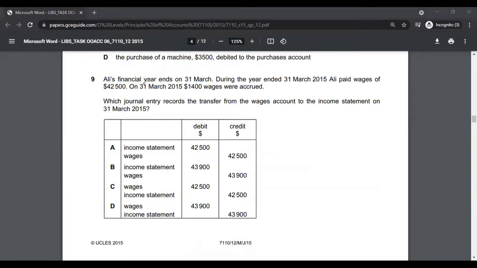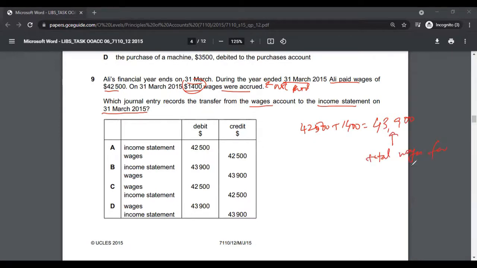Multiple choice 9. Ali's financial year ends on 31st March. During the year ended 31st March 2015, Ali paid wages of $42,500. On 31st March 2015, $1,400 wages were accrued, so these were not paid. Which journal entry records the transfer from wages account to the income statement on 31st March 2015? So total wages would be 43,900.